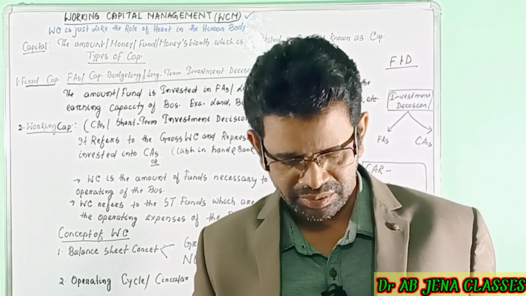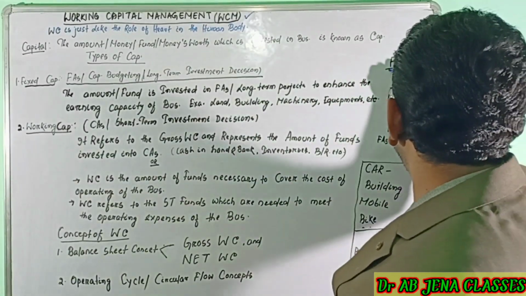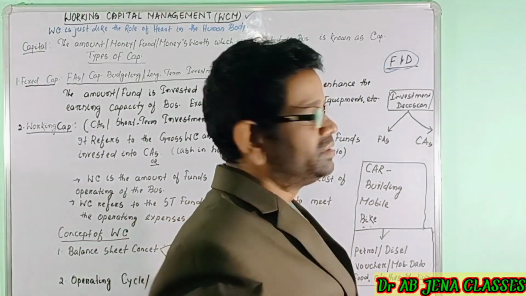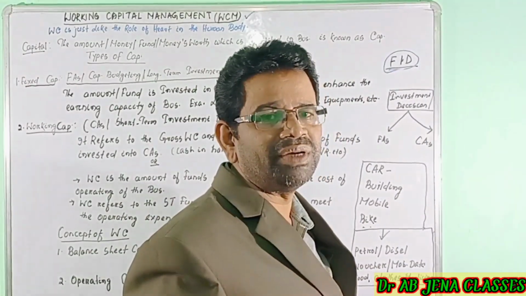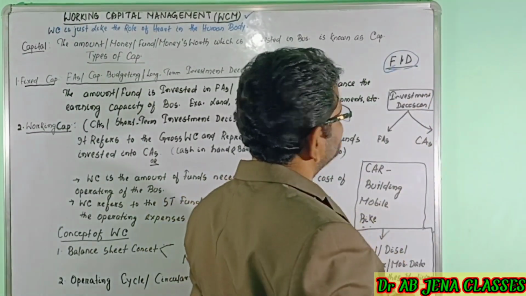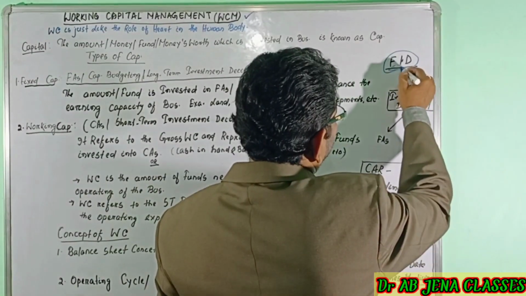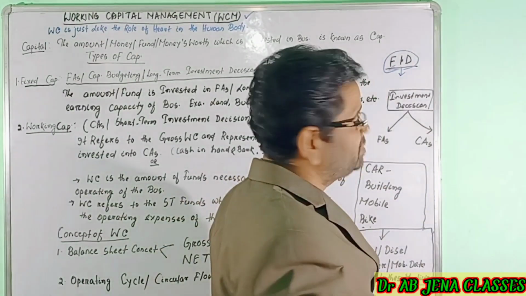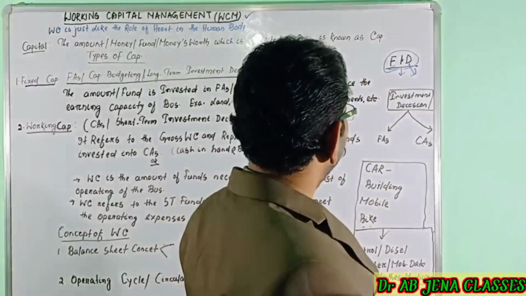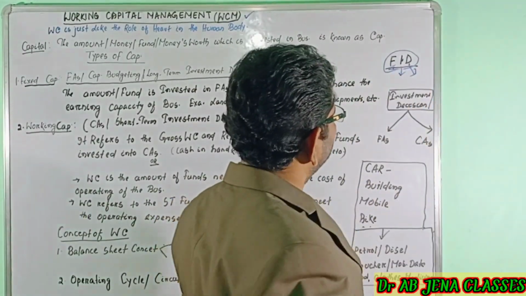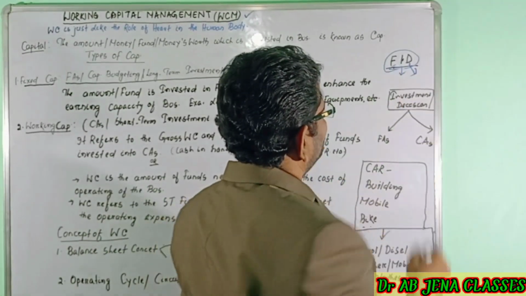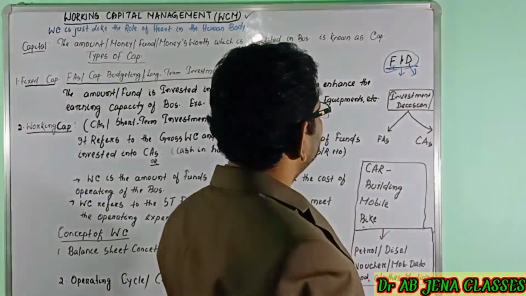So what is FID? These are three important decisions a manager normally takes. FID. F stands for financing decisions, I stands for investment decisions, and D stands for dividend decisions. Once again I am repeating, F stands for financing decisions, I stands for investment decisions, and the last one, D, is dividend decisions.